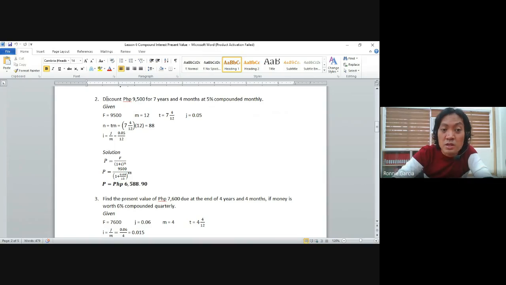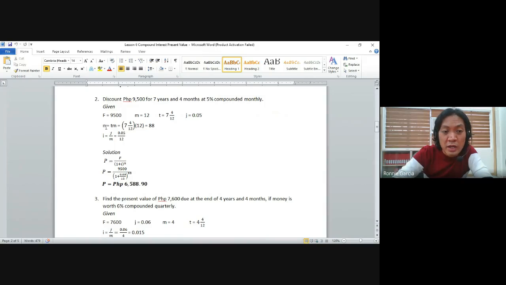So if you encounter the word discount, this is already a clue. So we are applying context clues. It means that you are solving for the present value because the amount that will be discounted, just like in this example, 9,500, is our future value. So discount 9,500 for 7 years and 4 months at 5% compounded monthly. That will give us the following. The future value, 9,500. m, monthly, that's 12. t, our time, 7 years and 4 months, or 7 and 4 over 12. j is 0.05, that's 5% in decimal.